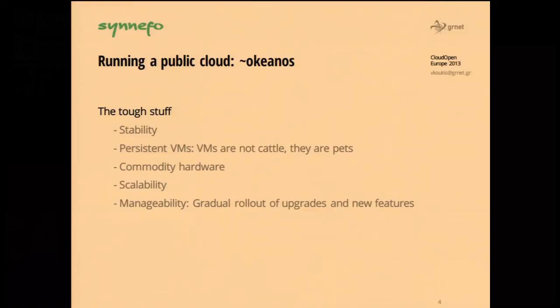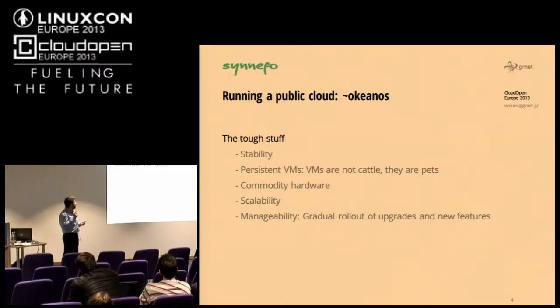Why is it difficult to build a cloud service? Because you need to be stable. You need to have persistent VMs. Many people will say that VMs in the cloud world are cattle. You've got 1,000 cows, they go out in the field, they do whatever they do, then they bring milk for you. If one cow dies, then you don't care because you'll get another cow and this cow will go in the field and bring you milk.